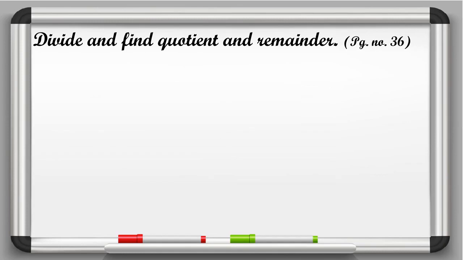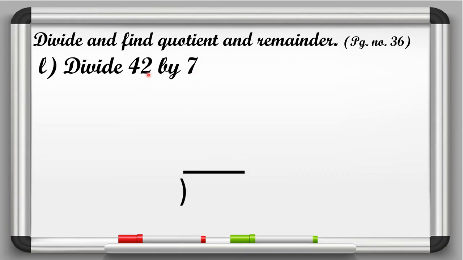Now the next one is L part. In this, divide 42 by 7. Just now we did one sum in which we divided 42 by 6. Now we are dividing 42 by 7. So first of all we will write 42 here. 42 is the dividend, and 7 is the divisor.